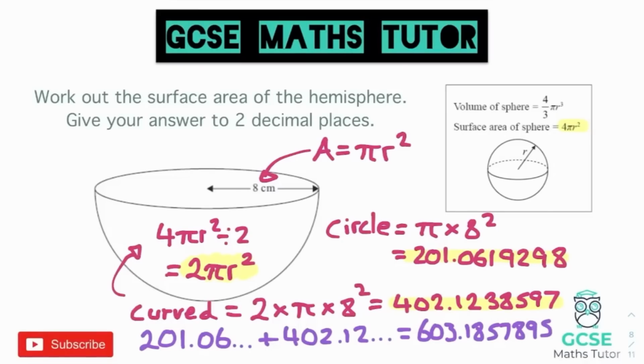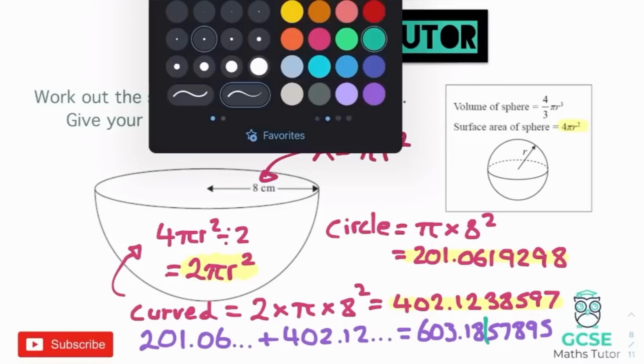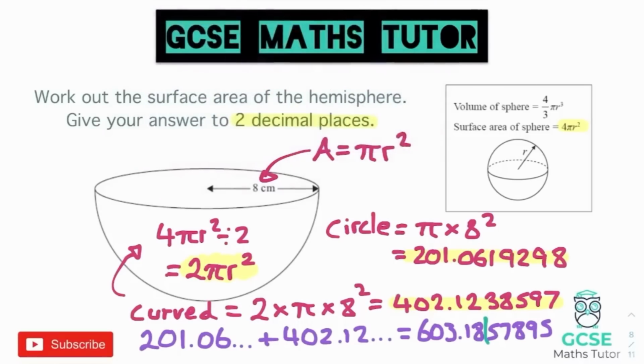Again, just looking at the question, because it says round it to 2 decimal places, so I just want to chop that after the second decimal, which is after the 8, so 5 afterwards, so it is going to round up. So my final answer, and I'm going to have to write this at the top, is going to be 603.19. Now we're looking at surface area, it's in centimetres, so we would say centimetres squared. And there we go, there is our final answer for the surface area of a hemisphere.